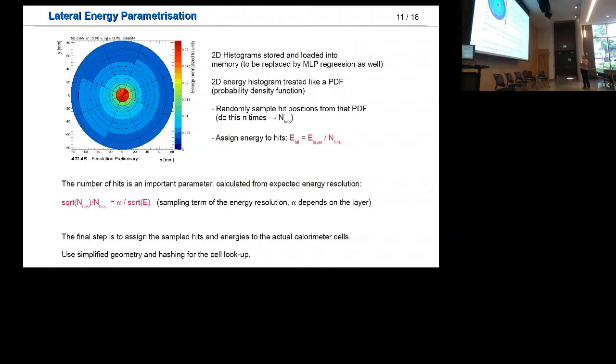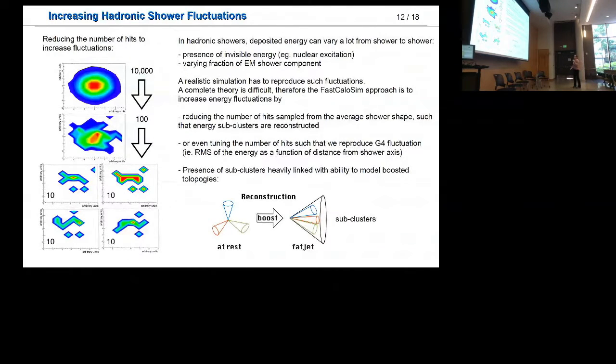And to get the fluctuations right, we say we want the statistical precision of n hits to be the same as the sampling term from the energy distribution. So energy is given by the energy simulation, and alpha is the parameter coming from the data. With this formula, we get fluctuations right in the EM showers. But for hadronic showers, this is not enough.